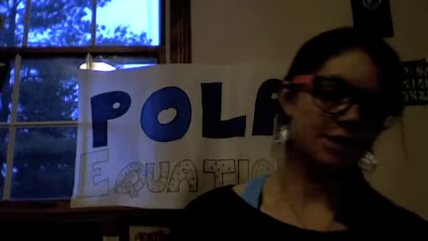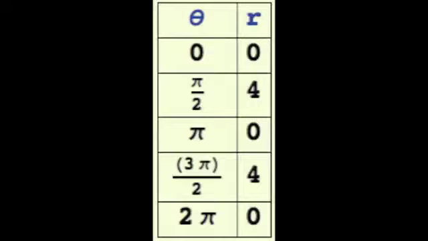So now we're going to look at one with y in it, or sine, sorry. And so r equals 4 sine of 2 theta. And so we're going to make our table and then plot our points, and there's something coming up that you're not going to see coming.